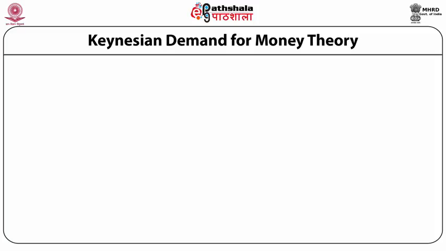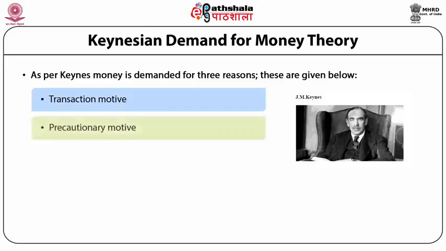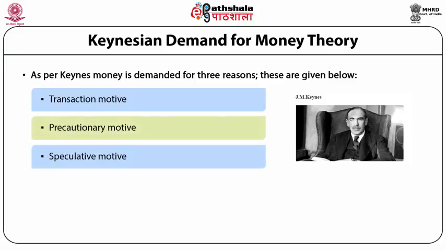Keynesian demand for money theory. Keynes added the store of value function of money and thus propounded the demand for money theory. As per Keynes, money is demanded for three main reasons. These are given below. First, transaction motive. Second, precautionary motive. And third, speculative motive. Let us discuss these motives in detail.